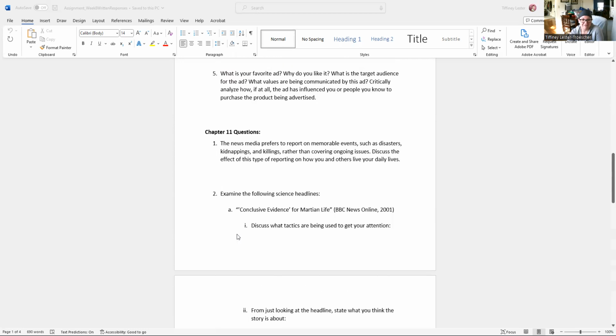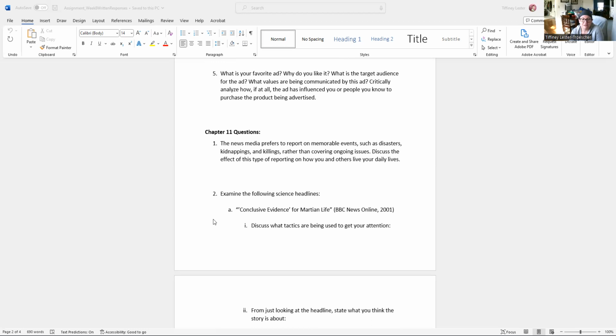All right, chapter 11. Number 1. The news media prefers to report on memorable events such as disasters, kidnappings, and killings, rather than covering ongoing issues. We've talked about that in a previous chapter. But discuss the effect of this type of reporting on how you and others live your daily lives. How does it affect us that the news only reports on those big, memorable events and not the ongoing events that there's no big moment? They're just ongoing issues.